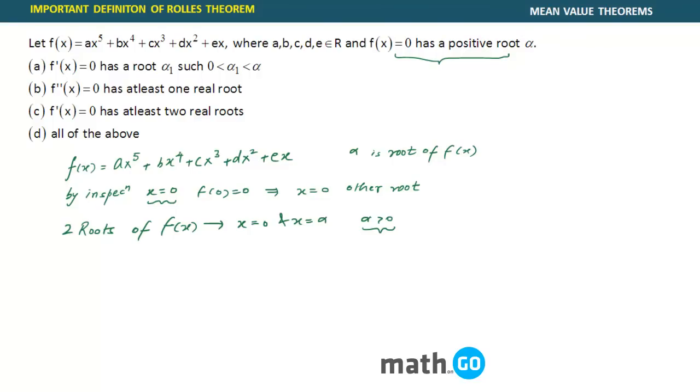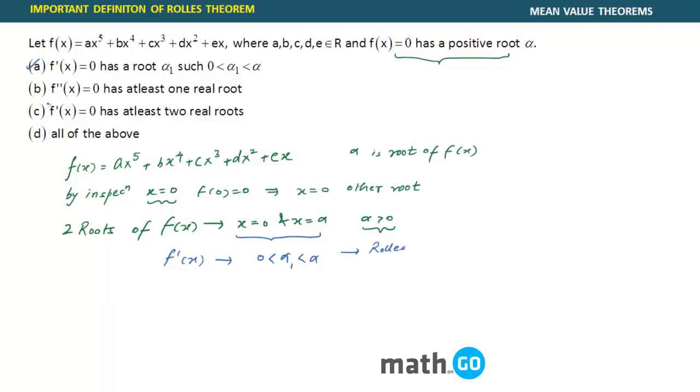Okay, yeah. So now coming back, the first option says f dash x equal to 0 has a root alpha 1 which lies between 0 and alpha. By this, that the roots are 0 and alpha of fx, I can easily say that f dash x will have a root, let's say alpha 1, which will lie between 0 and alpha. This is what we just studied, that is Rolle's theorem. So this option A is correct. Since option D is all of the above, that means we need to solve for the others also.